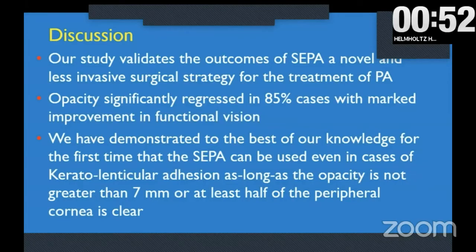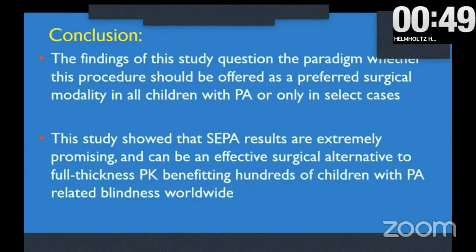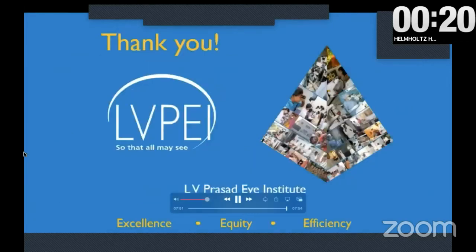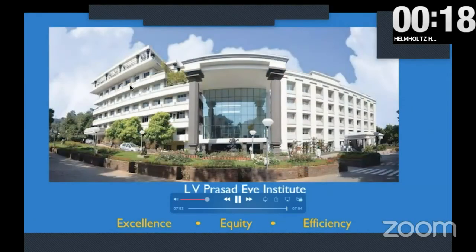The findings of our study question the prevailing paradigm of whether this procedure could be offered as a preferred surgical modality in every case of Peters anomaly, or only in select cases where corneal opacity is less than 7 millimeter, irrespective of the type of Peters anomaly. The long-term results are extremely promising, and SEPA can be a very effective surgical alternative to penetrating keratoplasty, and this would benefit hundreds of children with Peters anomaly related corneal blindness worldwide. Thank you for your kind attention.